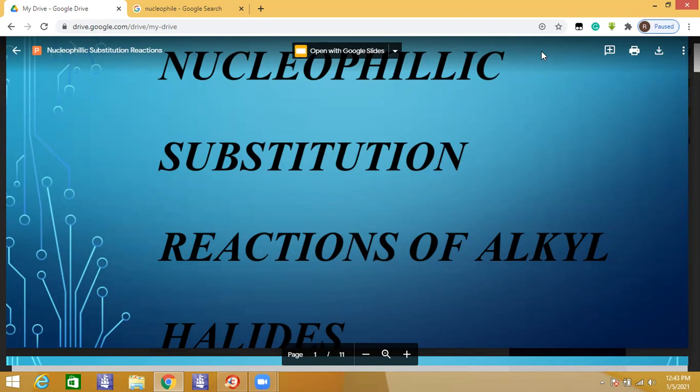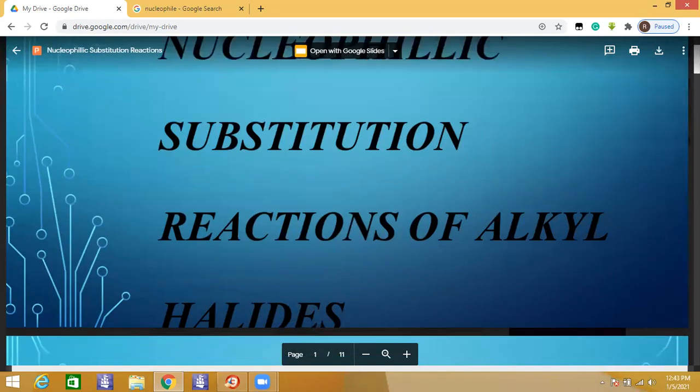But what about the nucleophilic substitution reaction of alkyl halides? These are reactions in which the halogen of an alkyl halide is replaced by a nucleophile, or they are defined as substitution reactions in which the nucleophile, which is mostly a negative ion, displaces the halogen atom from the alkyl halide.